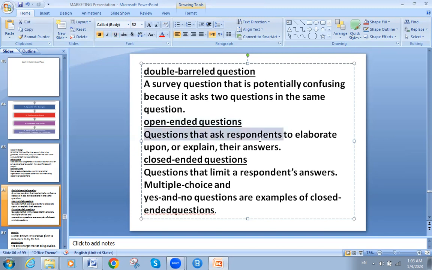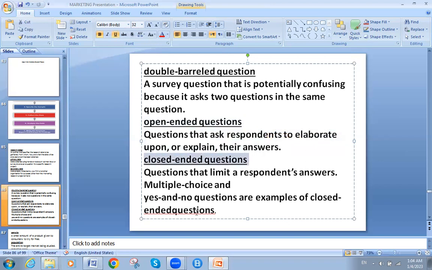These are questions that ask respondents to elaborate, explain their answers, or give ideas or suggestions. So you leave for them dots, and you tell them, for example, do you have any suggestions? And I leave for them points. If you are not satisfied with our products, could you please tell us why? Then you leave a space for them to write the reason. We call it an open-ended question.